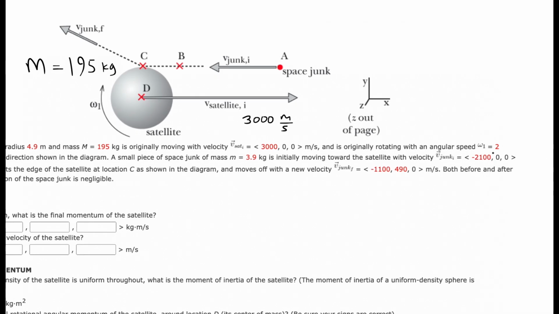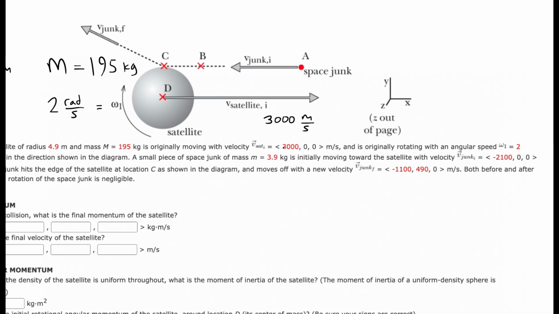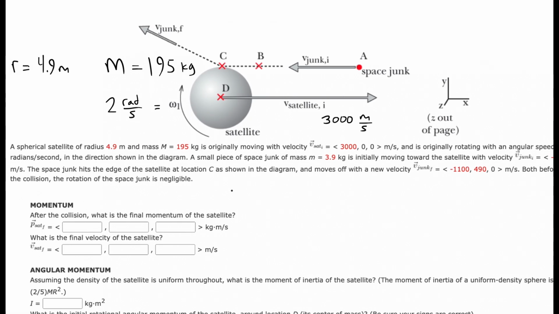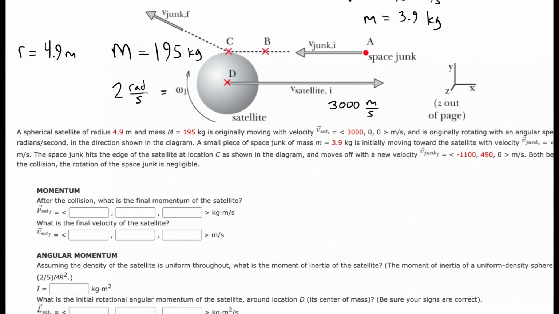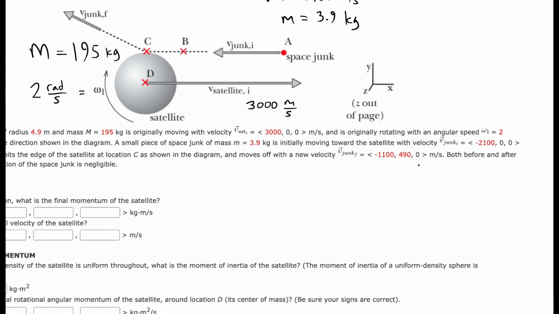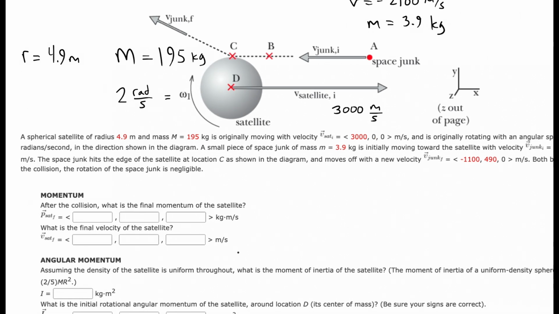It also gives an angular speed of the satellite being 2 radians per second, and it's rotating apparently clockwise, so that's a negative angular speed. They say that the mass of the space junk is 3.9 kilograms, and it has a velocity of negative 2,100 meters per second. It says the space junk will hit the edge of the satellite and move off with a new velocity. Before and after the collision, don't worry about the rotation of the space junk.